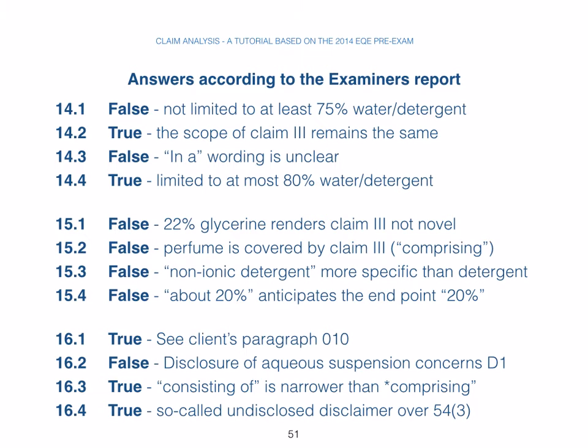16.3 is true, consisting of is narrower than comprising. And 16.4 is true, the so-called undisclosed disclaimer over 54.3 document. Well, there are a lot of answers there. If you got all of the answers right, congratulations, but you still need to check whether you got the answers right for the correct reason. If you made some mistakes, we will consider the examiner's explanations and comments, and you can make the necessary corrections.